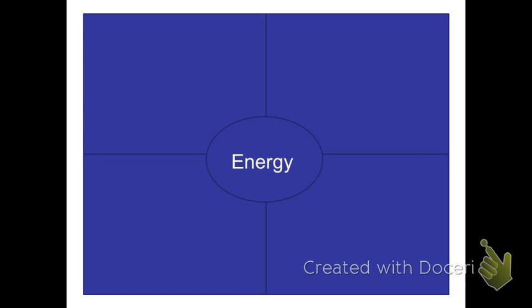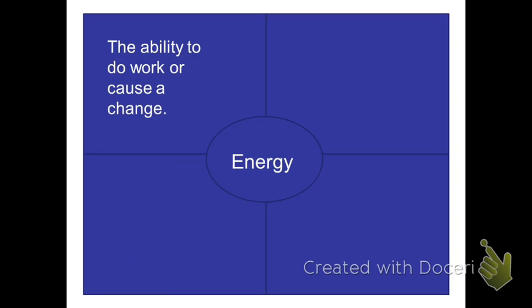Energy. What is energy? Brendan. Very good. In order to do work, you have to use energy. The unit for energy is joules. There are many kinds of energy. We're going to learn about 5 of them, some more than others.